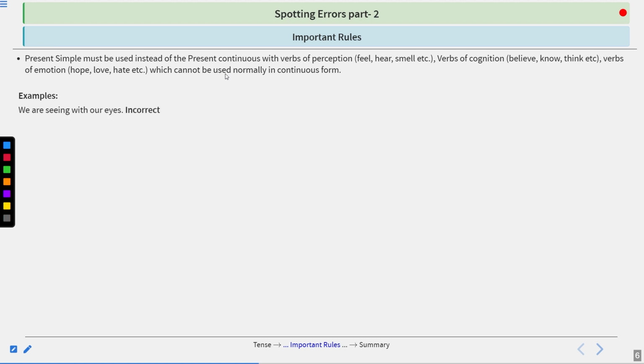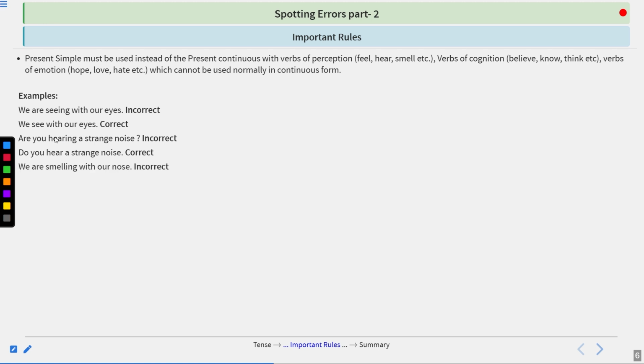Examples: we are seeing with our eyes, which is incorrect. We see with our eyes, which is correct. So as you can see, we do not use present continuous tense with the verbs of perception like see, feel, hear, smell, etc. We use present simple, as in we see with our eyes, which is correct. Are you hearing a strange noise, which is incorrect? Do you hear a strange noise, which is correct? So again, you can see that we do not use continuous tenses with verbs like hear, see, feel, smell, etc.